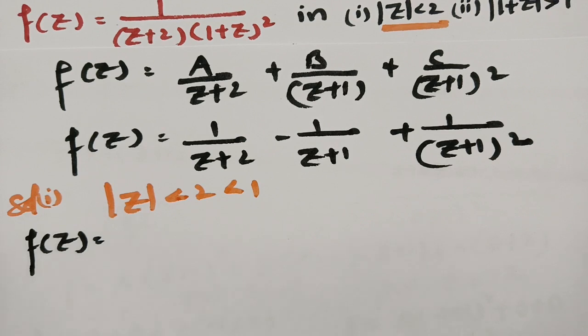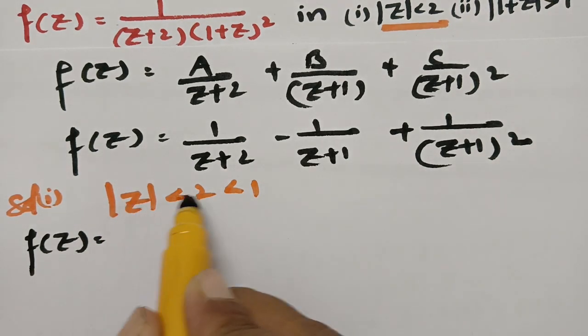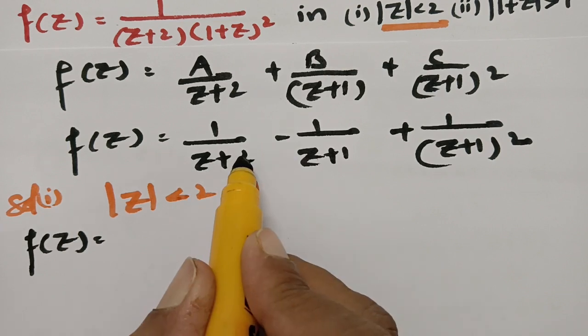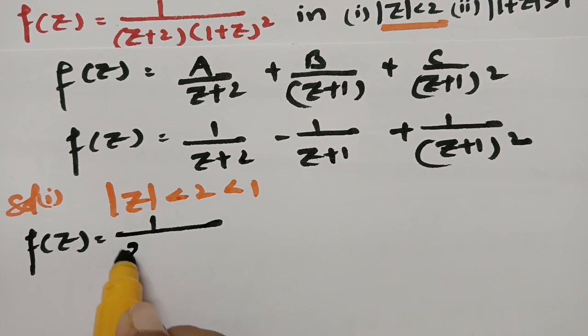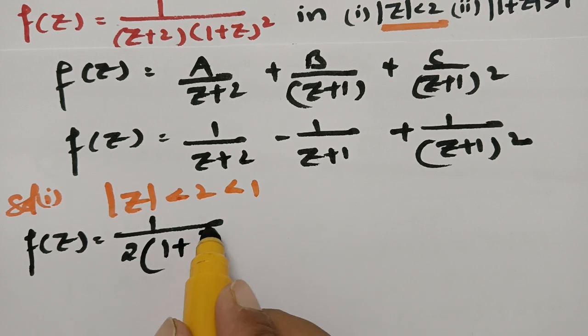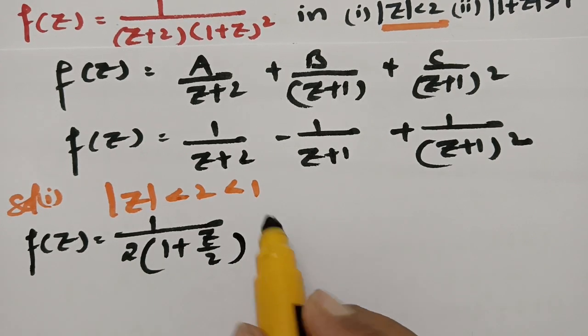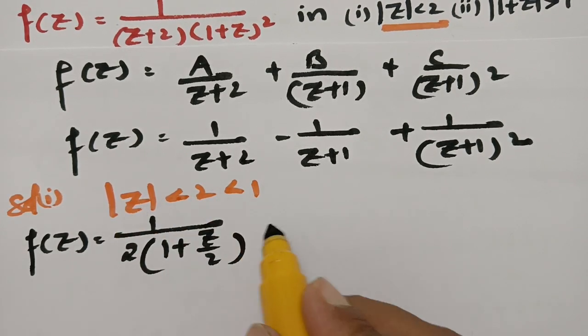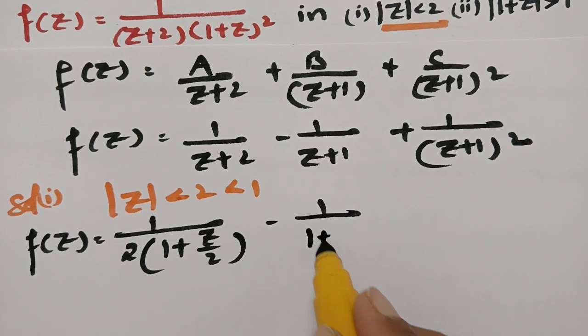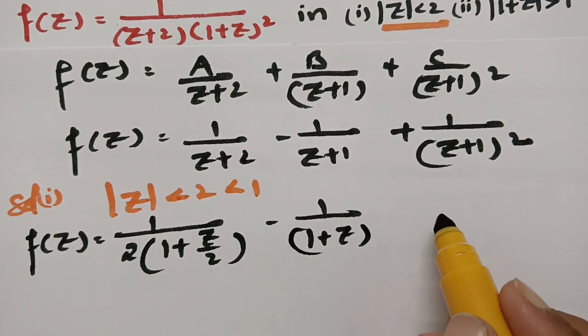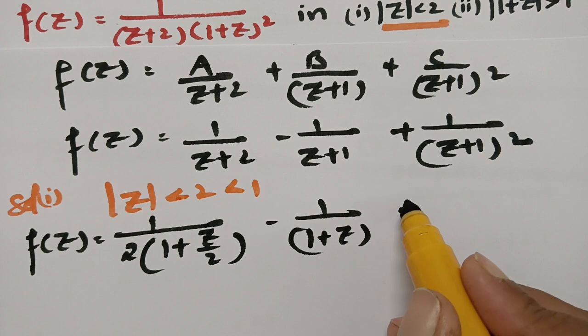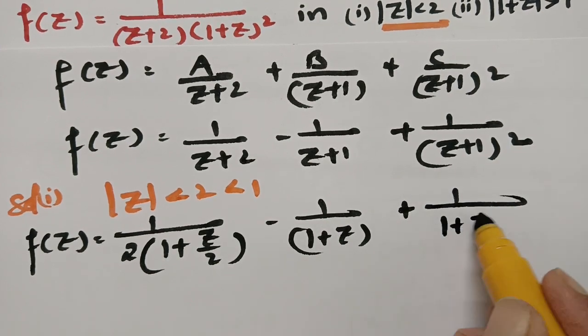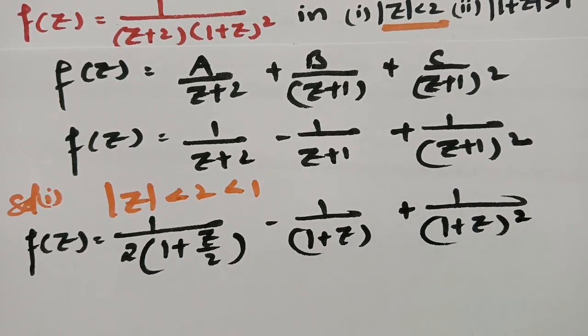Now f(z) can be written as follows. Comparing z and 2, which one is greater? 2 is greater. So among z and 2, I am taking 2 as a common factor, so this will be 1 + z/2. Clear? And among z and 1, 1 is the greater one, so I'm taking 1 as common. This will be 1 + z, and here also I can write (1 + z)².